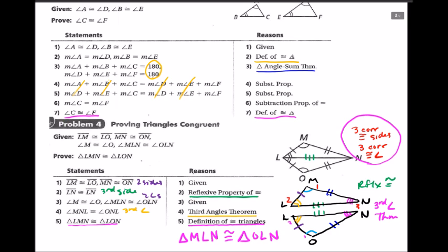Now notice their congruent statement is in a different order, but notice that the positions match up. In mine, M and O match, and there's M and O match. In mine, L and L match, and there's L and L match. And in mine, N and N match, and in theirs, N and N match. So this is the same congruent statement, even though it is different.